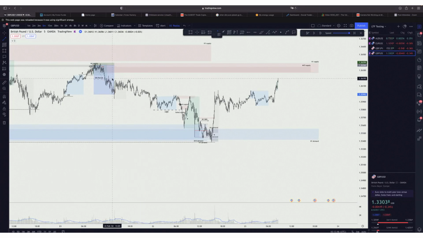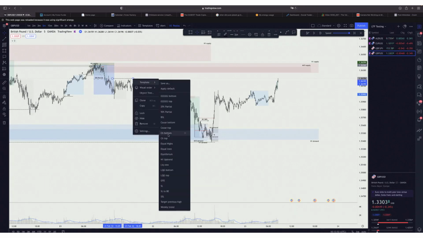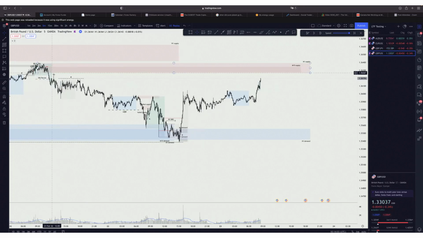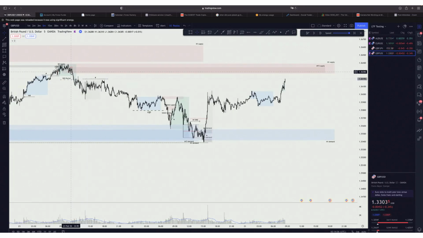We've got equal highs over here. You know, we've got a good leg out on this. Let's get rid of that now. I don't need that. A good leg out, broken some good areas of structure, broken a few demands. So yeah, it's a good area to short from.